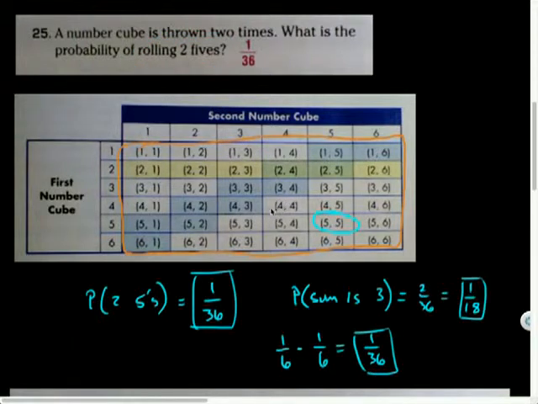If I asked what's the probability of rolling exactly one 5, then you would have had to know this and this, and not include 2 5s, because that would not be exact. So there's a 5 there, a 5 there, so that'd be 10 out of 36, which would reduce. I just want to point that out.